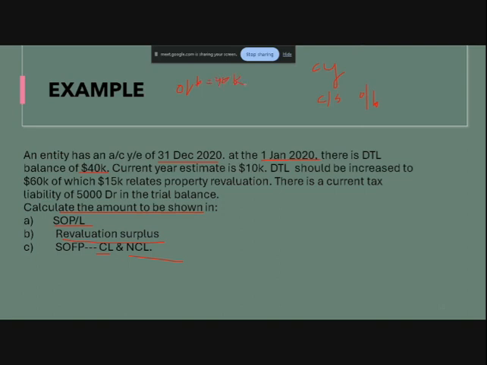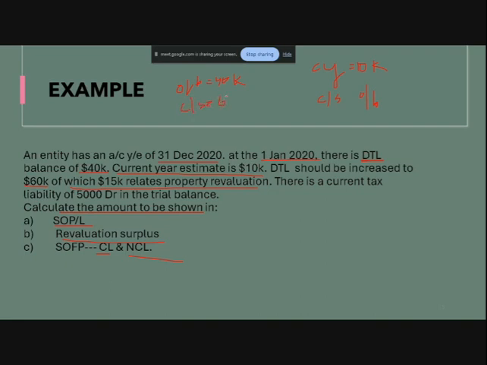Now, the second thing is the current year estimate is 10K. They have directly given you the current year estimate. Now they're telling you the DTL should be increased to 60K, of which 15K relates to property revaluation. So what is this 60K? It is the closing balance.